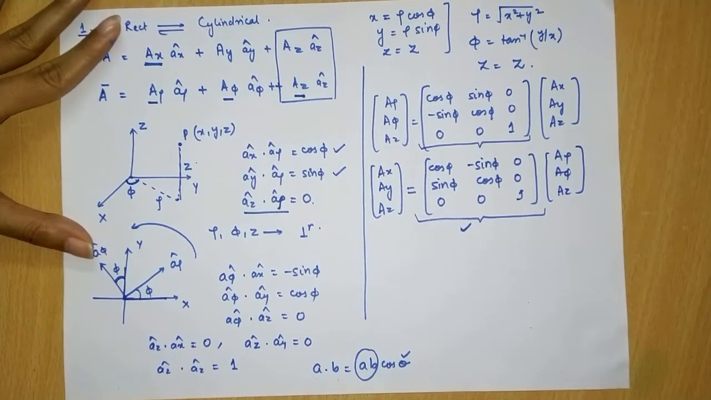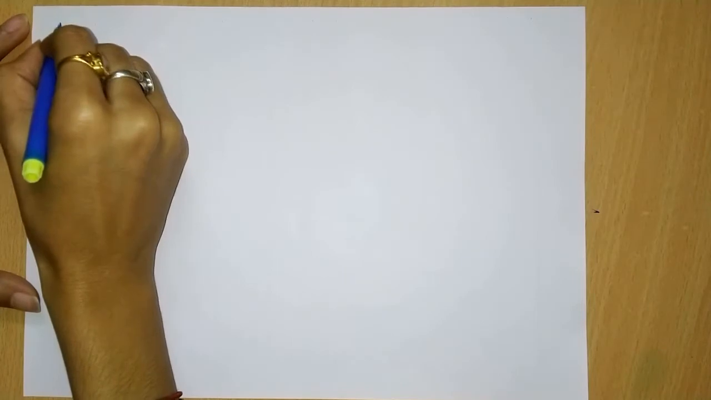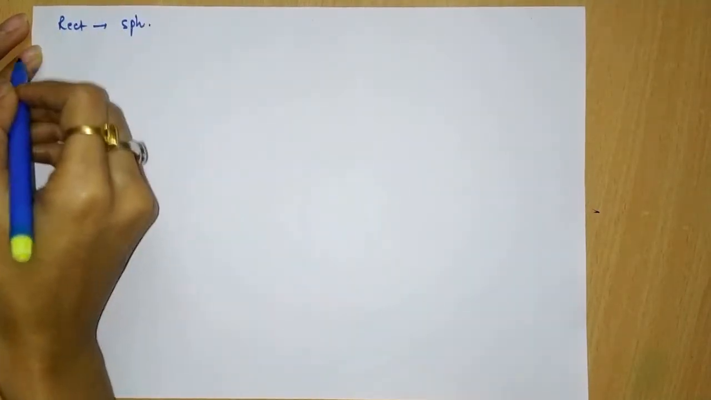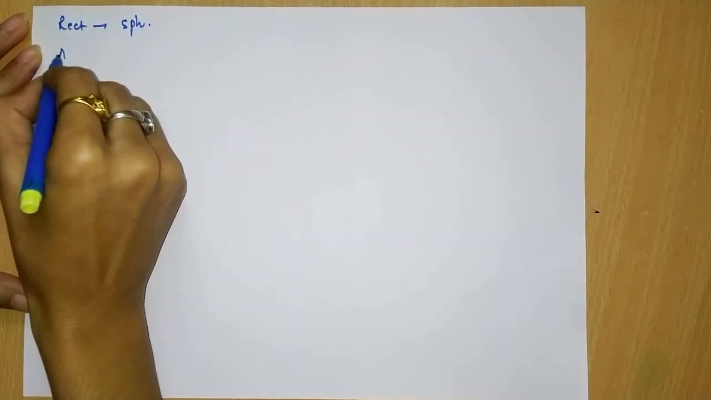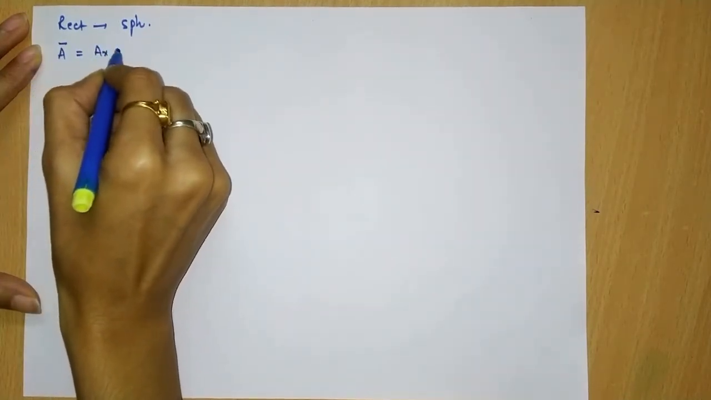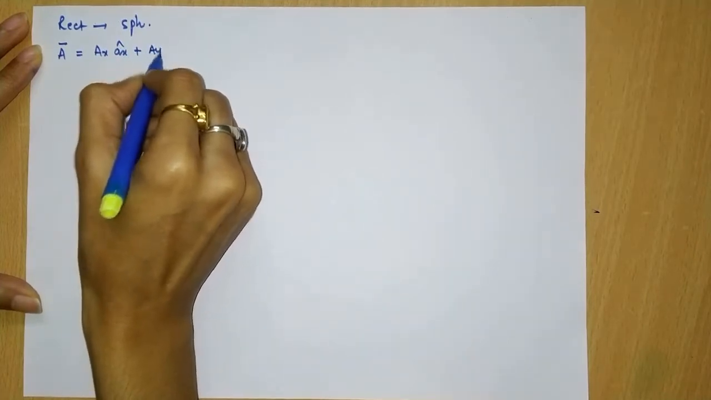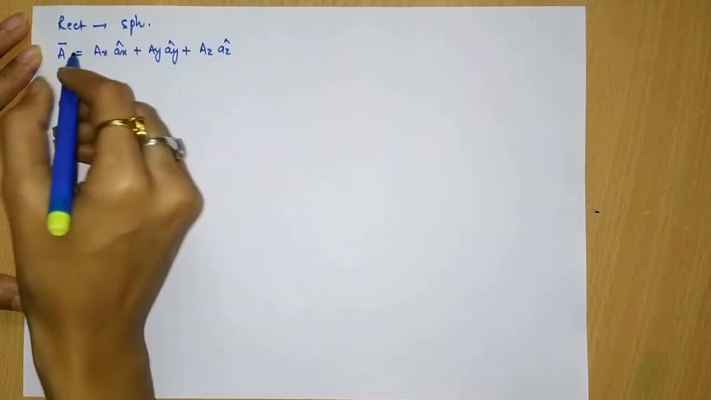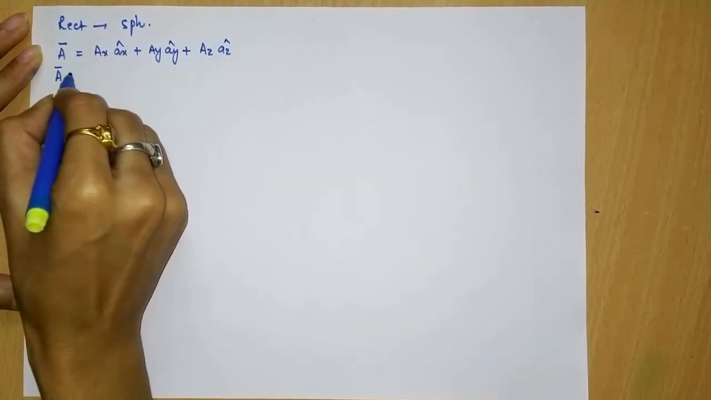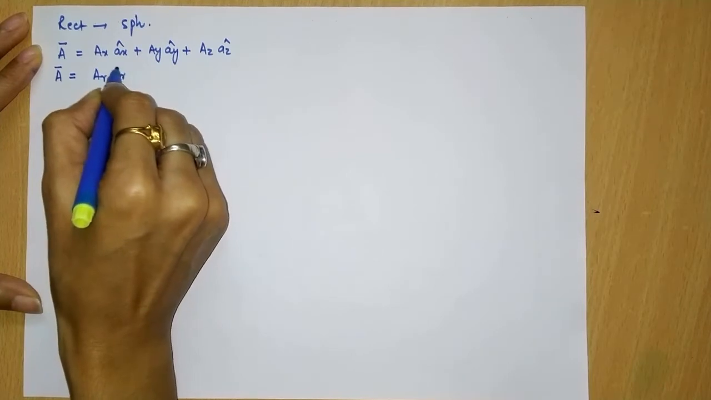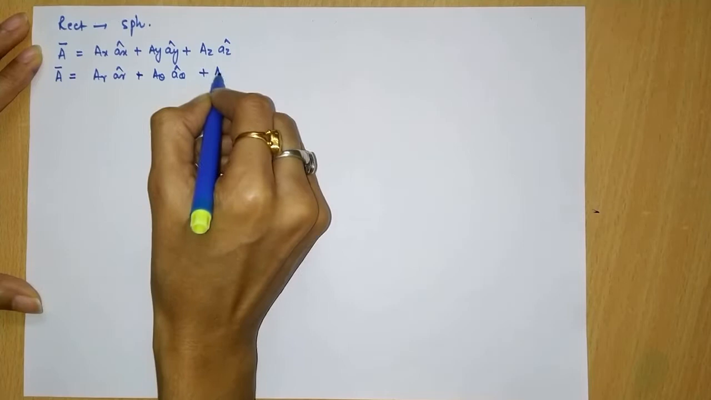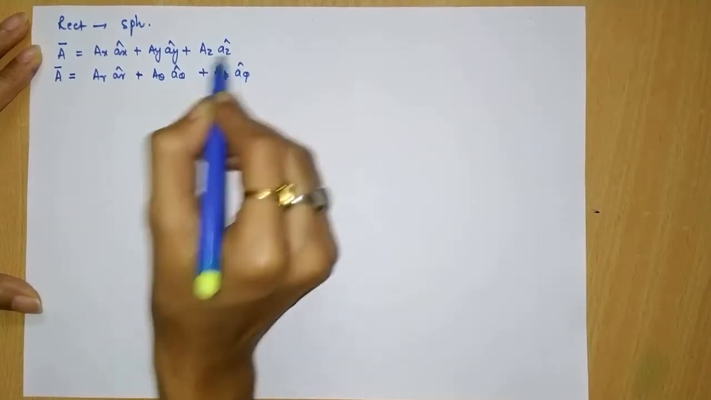Similarly, we can convert between rectangular and spherical coordinates. Here we express rectangular to spherical coordinate systems. In rectangular coordinates, we express this vector A as Ax ax cap plus Ay ay cap plus Az az cap. And in spherical coordinates, we express this as Ar ar cap plus Aθ aθ cap plus Aφ aφ cap.